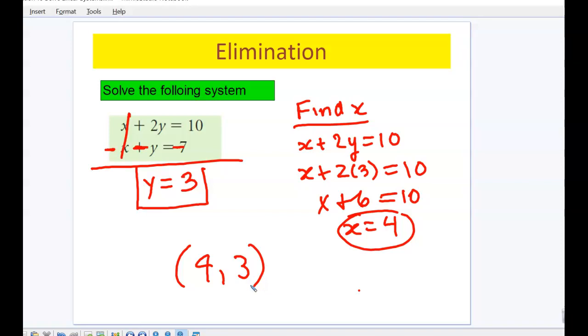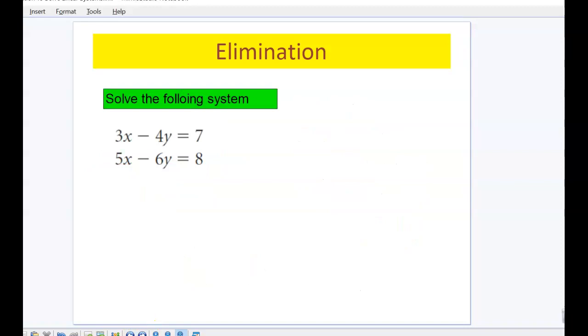So on a scale of difficulty, this question would be quite simple because all I had to do was multiply my second row by a negative, and then I was able to eliminate one of my variables. In the next example, I have 3x minus 4y equals 7, 5x minus 6y equals 8. And again, if I was to add these up, nothing would eliminate. None of the coefficients in front of my x or my y's are the same. So I have to be a little bit creative here.